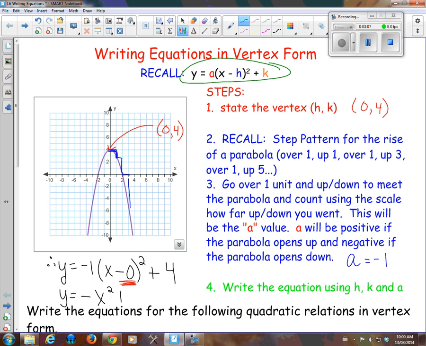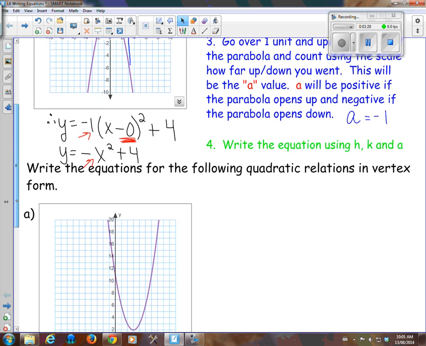-x squared plus 4. And the other thing we're lazy about in math is the ones. We don't like to write any more than we have to. So in math, we'll leave out the 1 and just put the negative sign. So we've written our equation. Find your vertex, look at your step pattern, fill in the numbers. Let's try a few together, and then you're going to try some on your own.